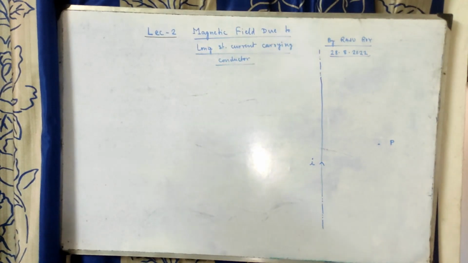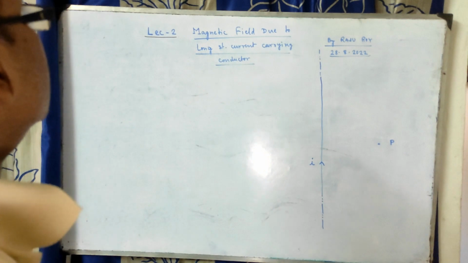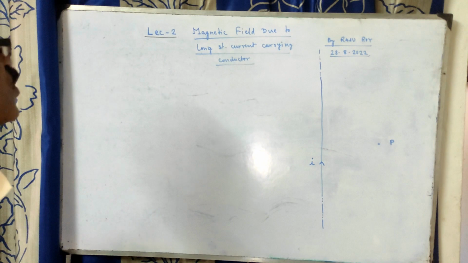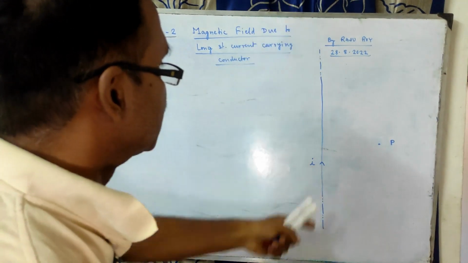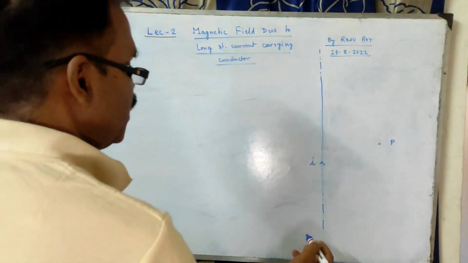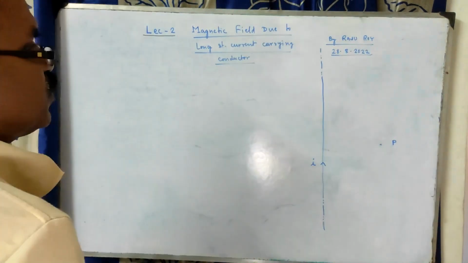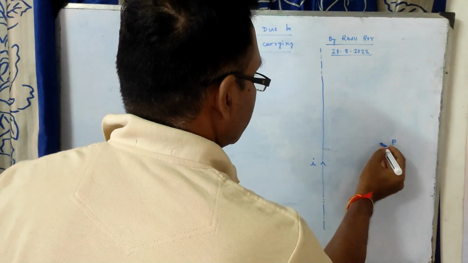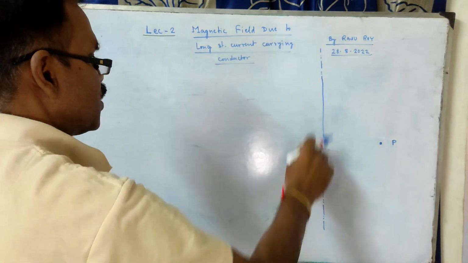So this is the second lecture for CBSE 12th standard, to find the magnetic field due to a current carrying conductor. This conductor is a long straight conductor. I is flowing from bottom to top. It is infinitely long, moving upward. So I have to find out the B at this point P due to this conductor.